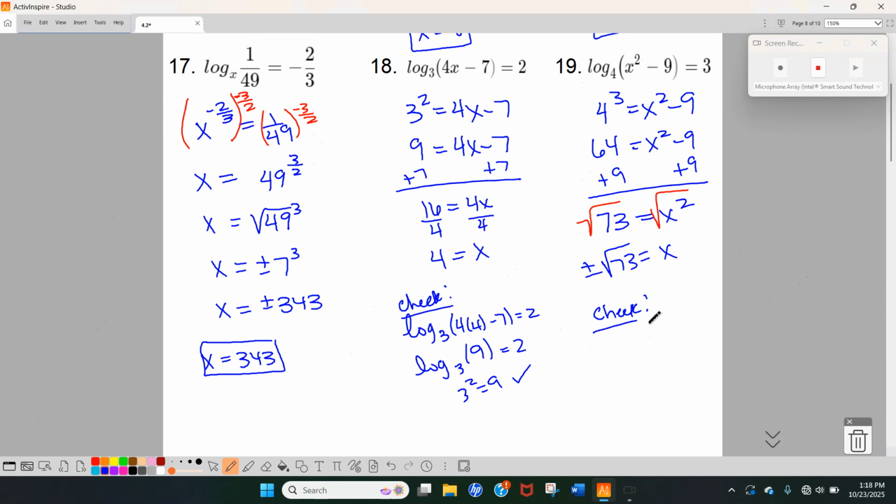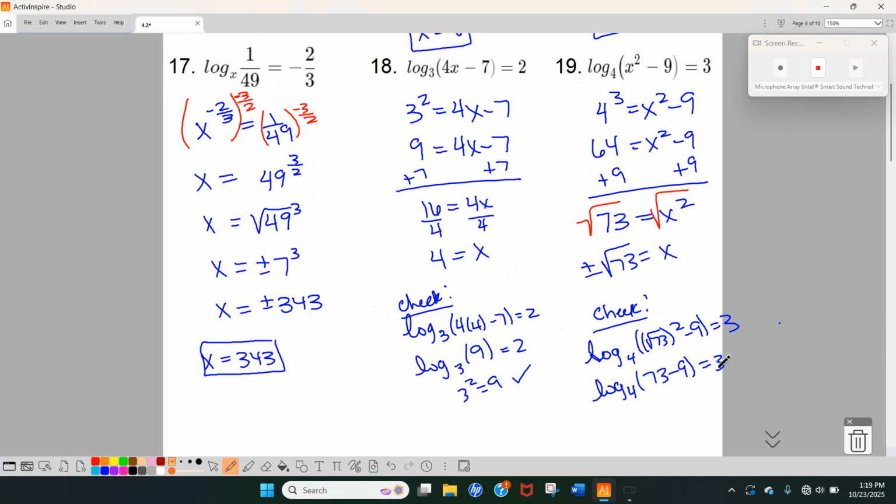So log base 4, if we do root 73 squared minus 9 is equal to 3, then we're saying log base 4 of 73 minus 9 is equal to 3. Oh, see, I'm glad I wrote that down because I was talking you into something that made no sense. Because if you square a square root, you get the whole 73. We're not actually taking the square root of that number, which is what I was trying to say a minute ago. Sorry if I confused you.